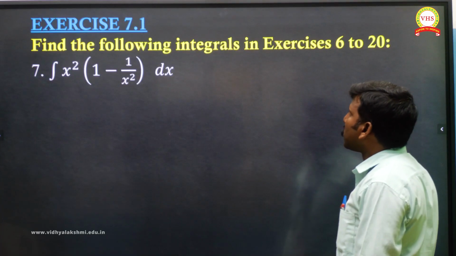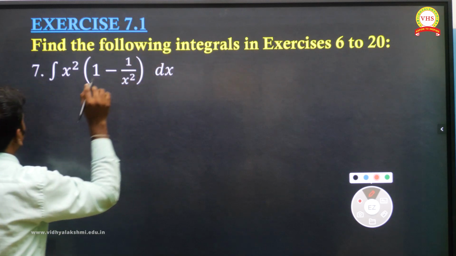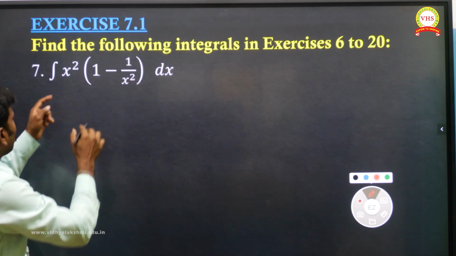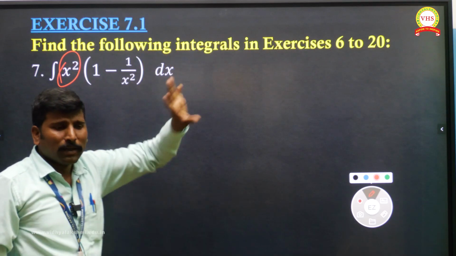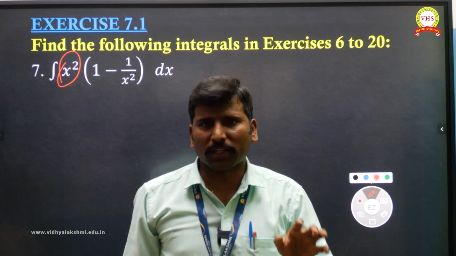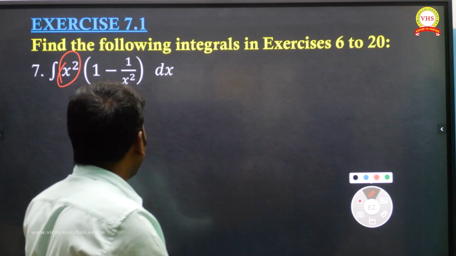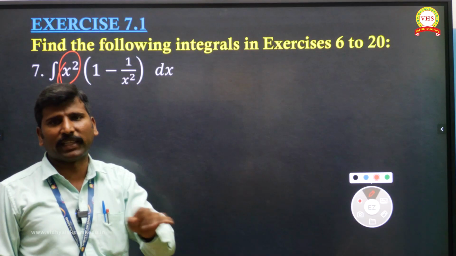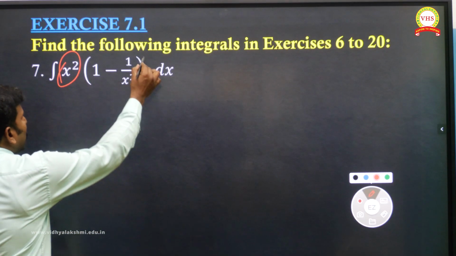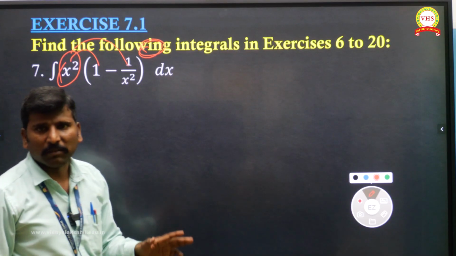Find the integrals in exercises 6 to 20. Here, children, listen, there is a multiplication of two terms, one outside and one in a bracket. If you have multiplication in integration, we have to handle it in a future exercise, but here, if it is possible to simplify, kindly simplify, then it will become very easy. There is no power here, so you can multiply inside. Very simple. Am I right?